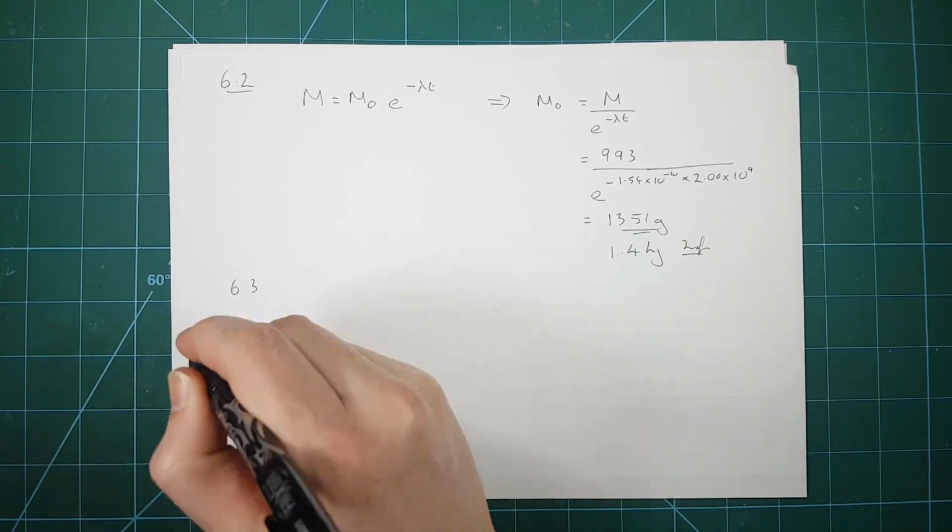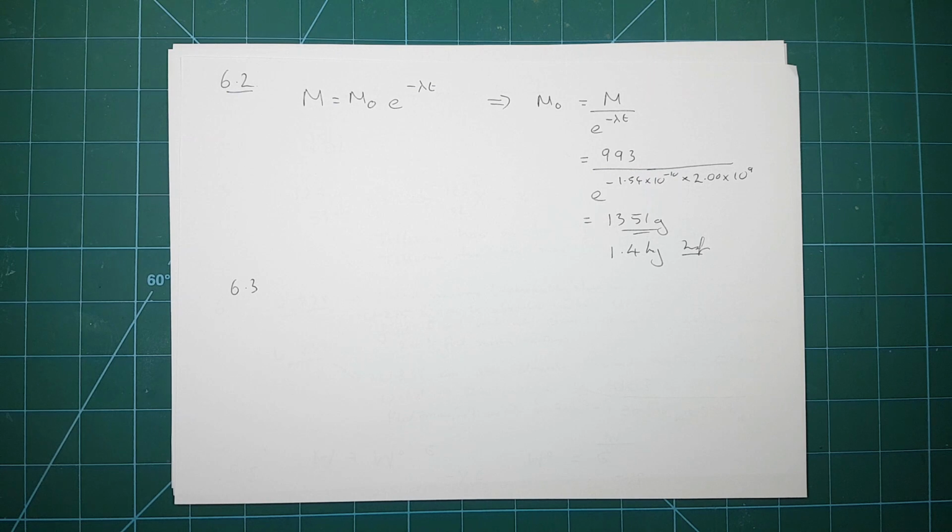Six dot 3. Okay, so this is working out the percentage of the material.